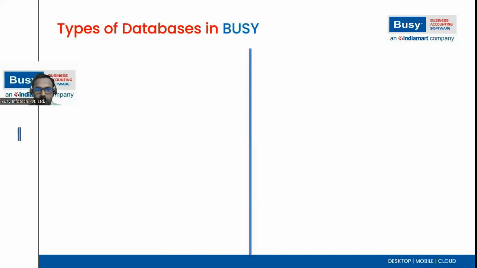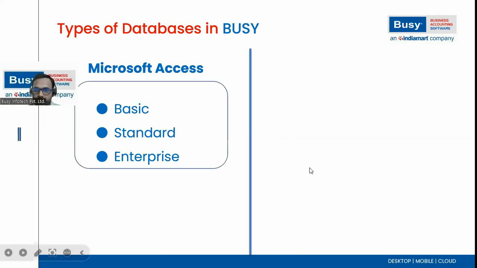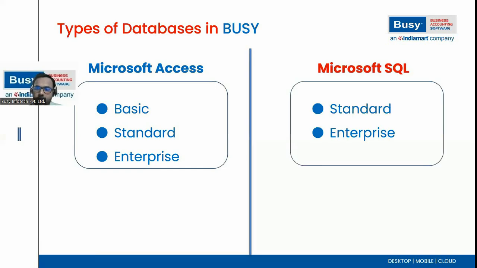First, we will take the types of databases in Busy. I already said that there are two types of database connectivity possible. The Microsoft Access database can be configured for our Basic edition, Standard, as well as Enterprise edition. The MS SQL database can be configured in our Standard and Enterprise licenses, not in the Basic license. This is a very important thing here.